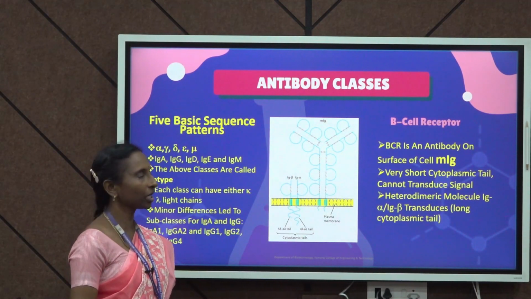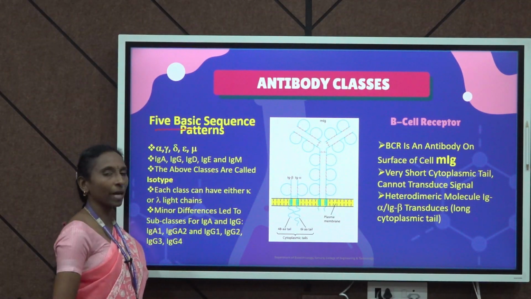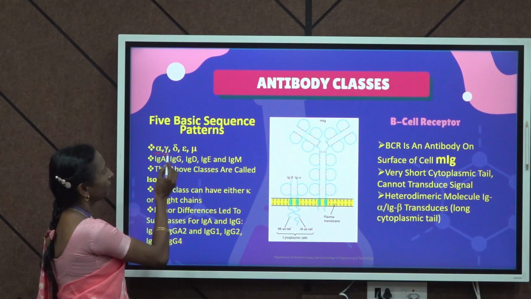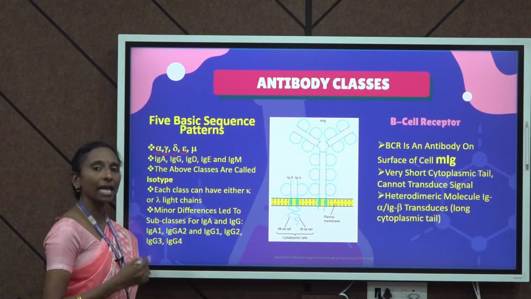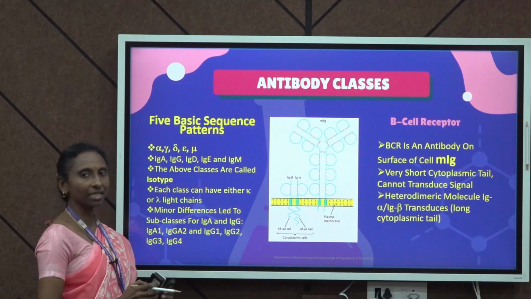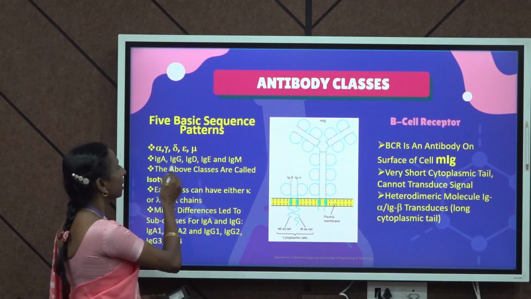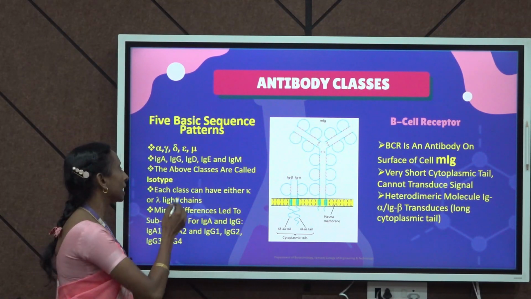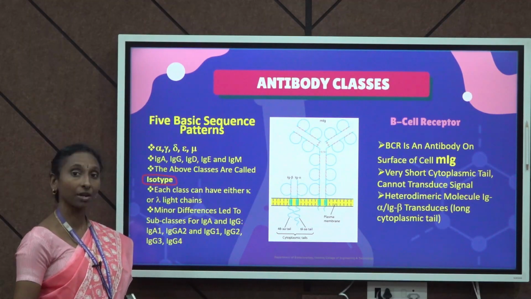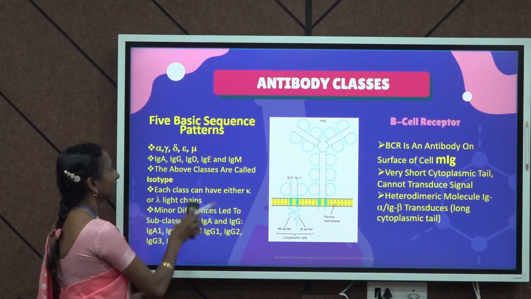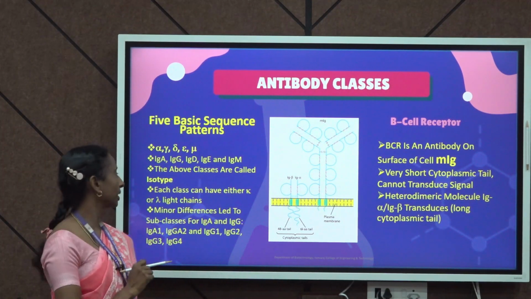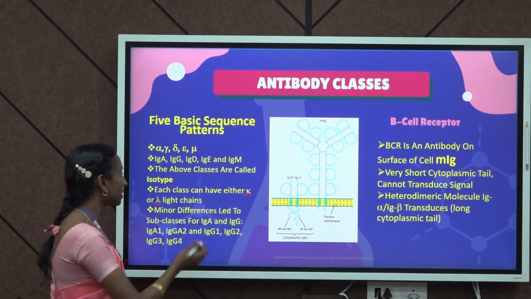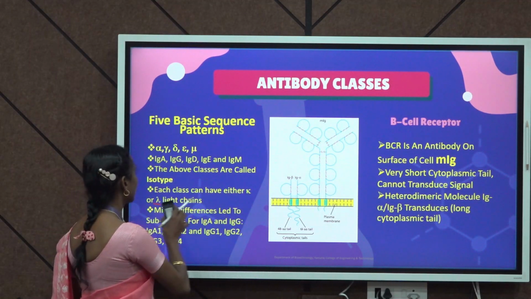Coming to the classes of antibody, there are 5 basic sequence patterns obtained with respect to the antibodies. They are alpha, gamma, delta, epsilon and mu, and based on these patterns, antibodies are classified into 5 classes known as IgA, IgG, IgD, IgE and IgM, and these are called isotypes. Please remember, the isotypes are the 5 classes of antibodies based on the heavy chain. Each of these classes can have either of the 2 types of light chain, that is the kappa light chain or the lambda light chain. So, this is about the classes.